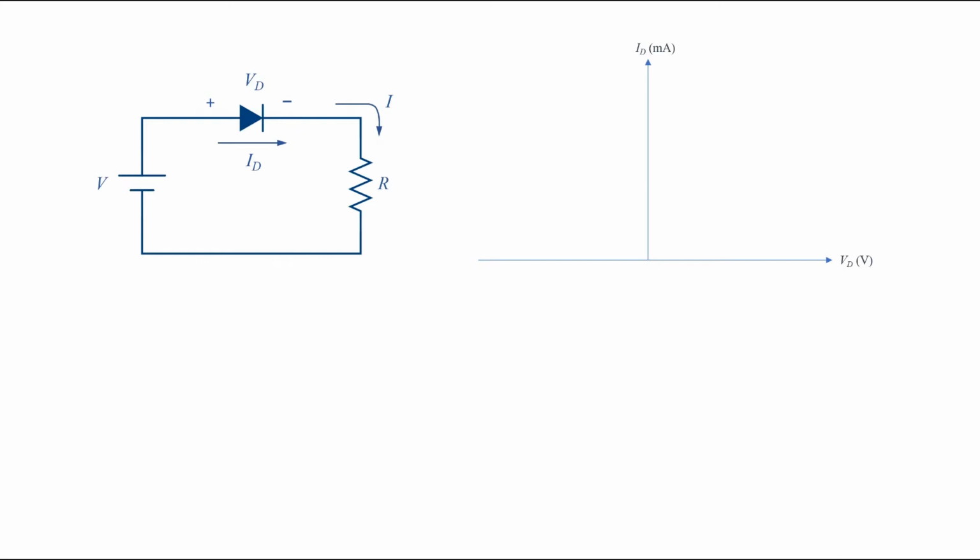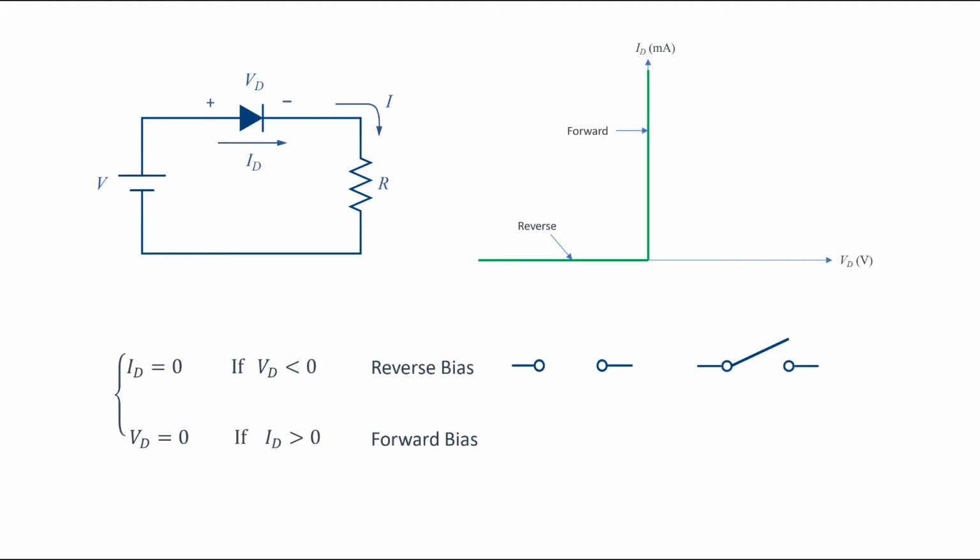If the voltage across the diode is negative, no current goes through the diode, or the current is zero. It is said the diode is in reverse bias. It can be modeled as an open circuit or an open switch. When the current goes through the diode, the voltage across it is zero. This is like a short circuit or closed switch, and it is said the diode is in forward bias.